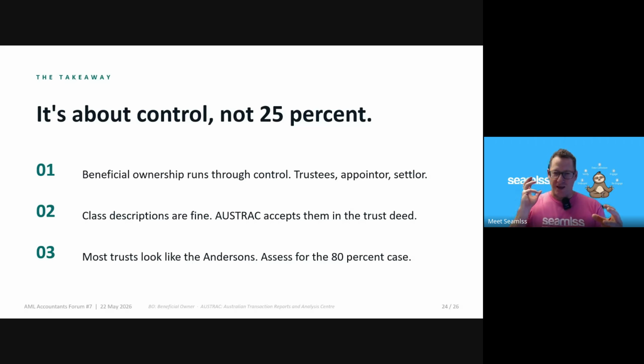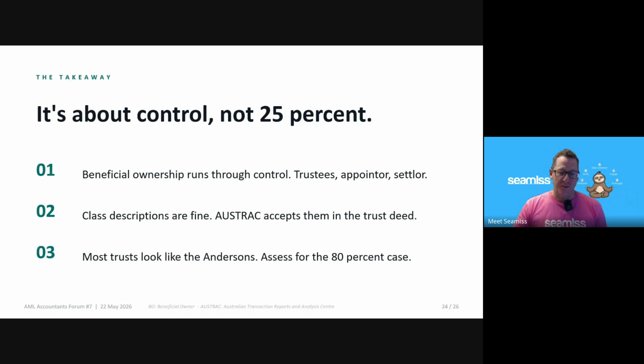Terrorism financing and money laundering. That's the whole reason for AML. And if they have no control, they have no ability to do any of those things over the entity, then you have no reason to check it. So I think it's really about that.